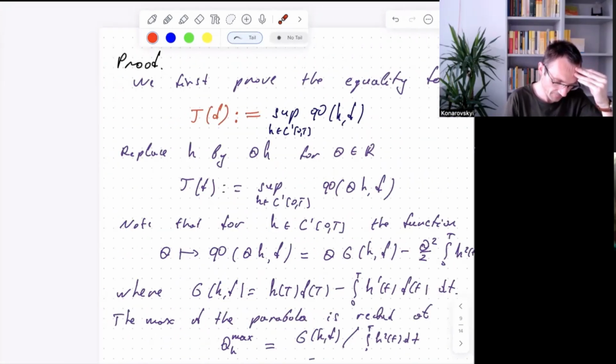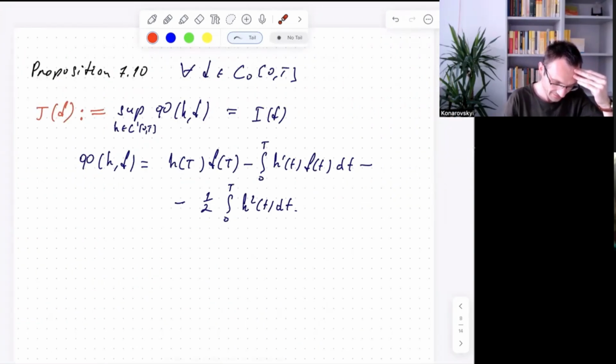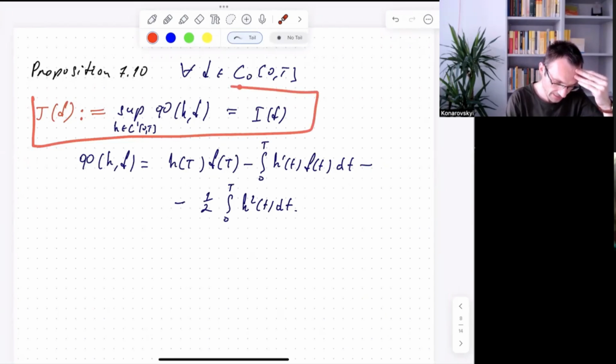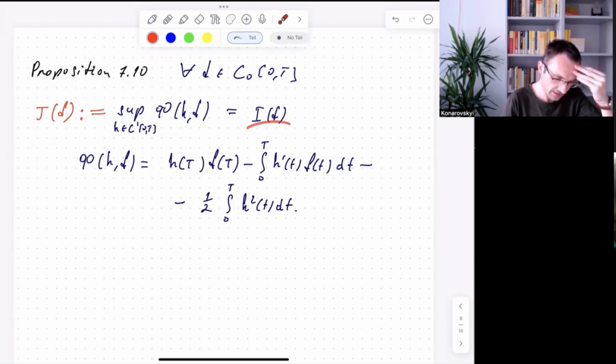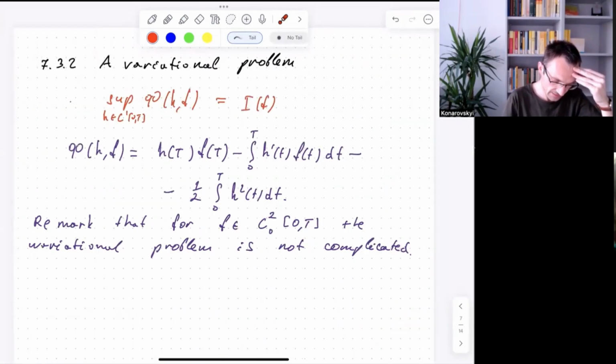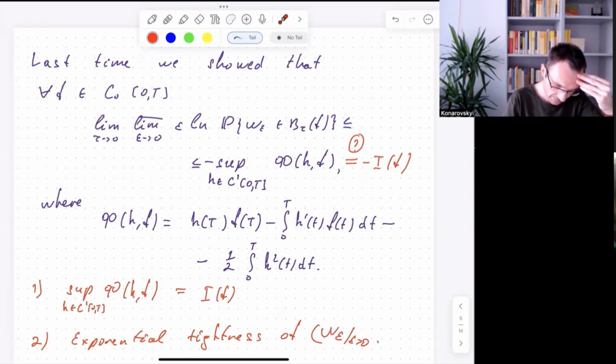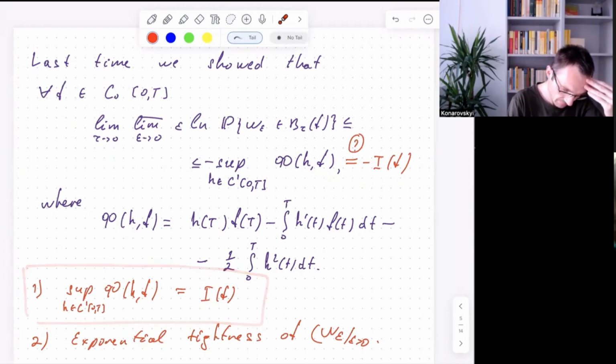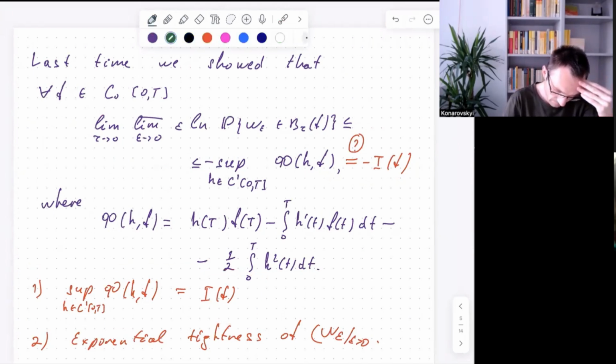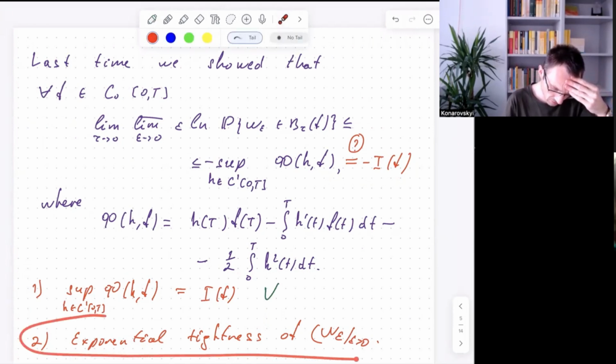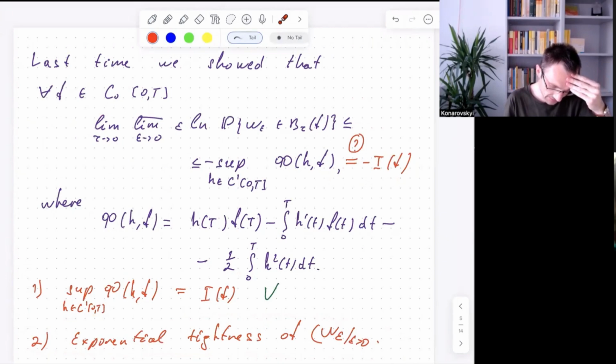Okay, so we have finished. And we showed that this j of f is exactly I of f, which gives the upper bound. Let's go back. This gives this upper bound here, and this part is already obtained. Now everything that we need to discuss to finish the proof of the Schilder theorem is the exponential tightness of the Brownian motion.